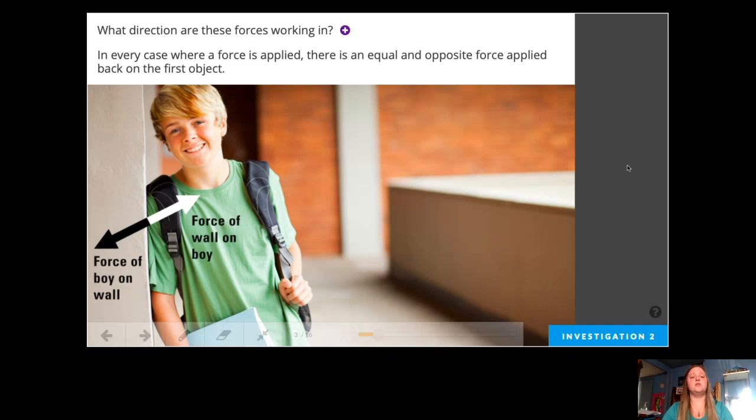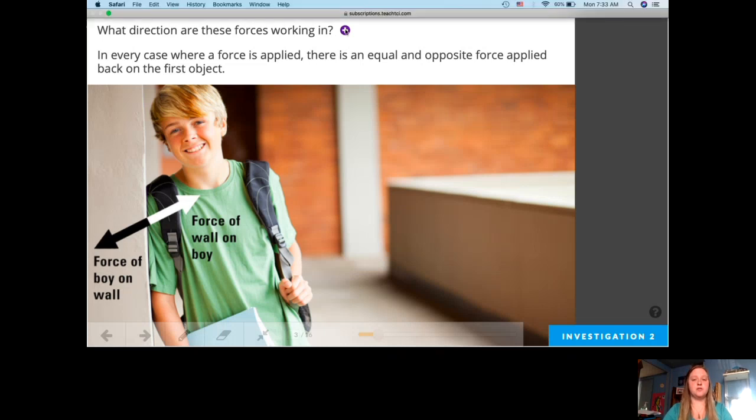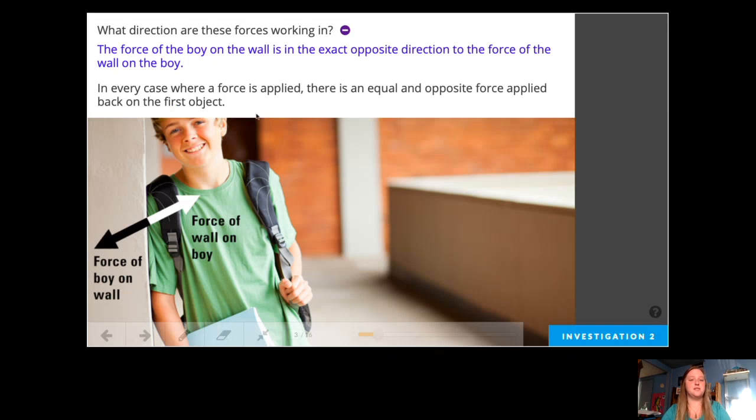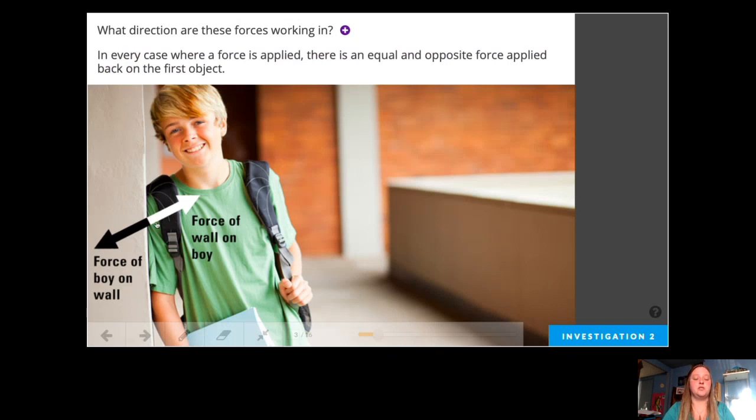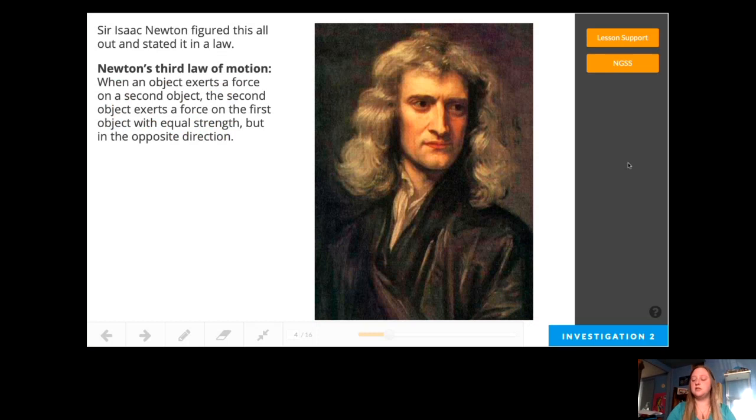What directions are these forces working in? The force of the boy on the wall is in the exact opposite direction to the force of the wall on the boy. The boy leaning on the wall is leaning this direction. If we were to fold this in half, it would be exactly the same as the force of the wall on the boy. So in every case that there is a force applied, there is an equal and opposite force applied back on the first object.